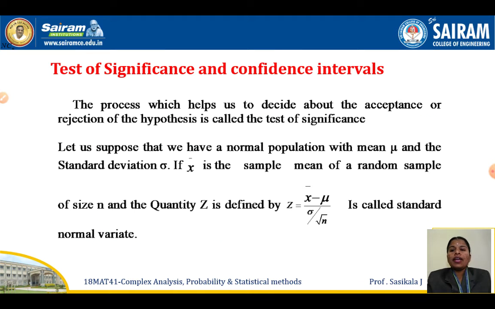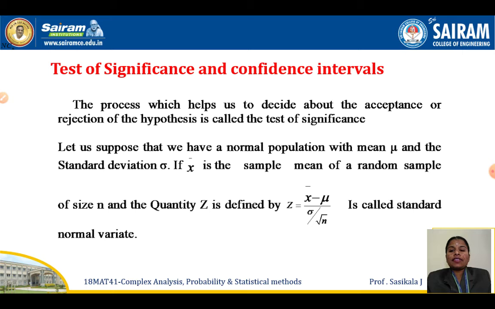And then, test of significance and confidence intervals. The process which helps us to decide about the acceptance or rejection of the hypothesis is called the test of significance. You take a decision on the hypothesis you have already assumed, the alternative hypothesis and the null hypothesis. After that, you decide whether to accept or reject the assumed hypothesis. Through that process, which we call the test of significance, we are testing the significance.